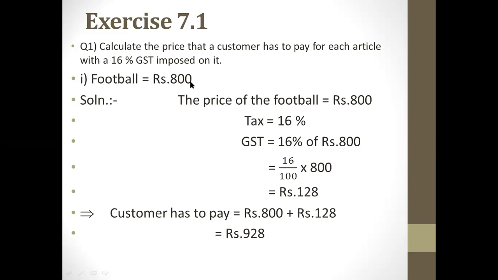Again I am going to repeat it. Look, the football price is 800 rupees. You have to pay 16% GST, general sales tax. So the tax is 16% of rupees 800. 16% means 16 by 100, multiply 800. These two zeros cancel with two zeros. So 16 multiply 8 is 128 rupees, meaning that for 800, the 16% tax is 128 rupees. So the customer will pay the shopkeeper 800 plus 128, so 928 rupees.